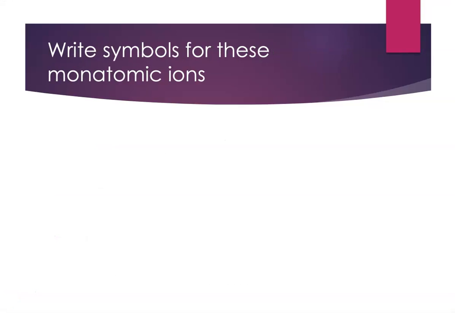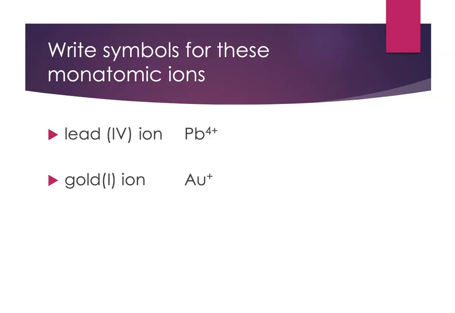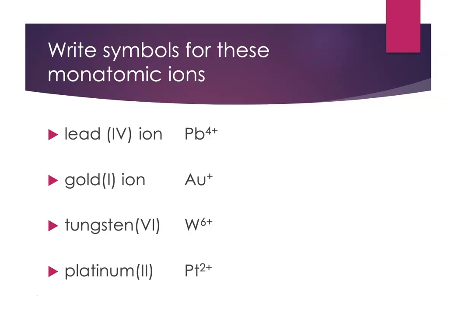Okay, let's do some practice where I give you the name of the ion and let's write the correct symbol. Lead 4 would be Pb4+. Gold 1 is Au+. Tungsten 6, W6+. Platinum 2, Pt2+. So the Roman numeral tells us the charge of the cation. That's a really important thing to remember. It's something that sometimes students forget. I don't want you to forget it.